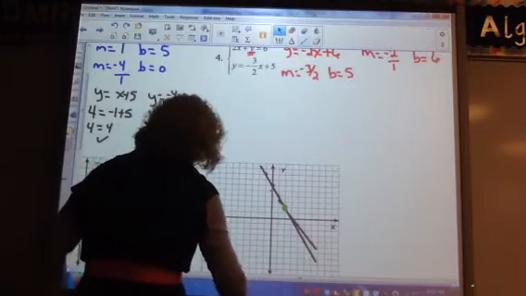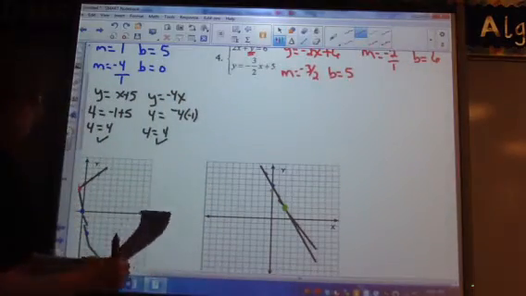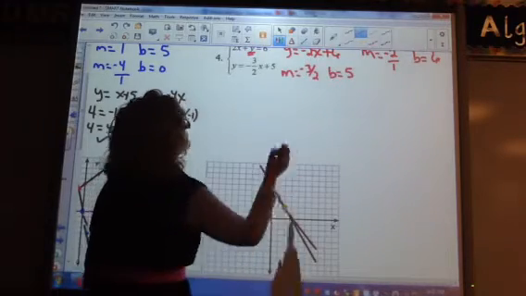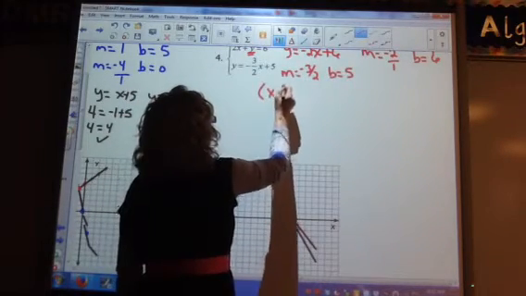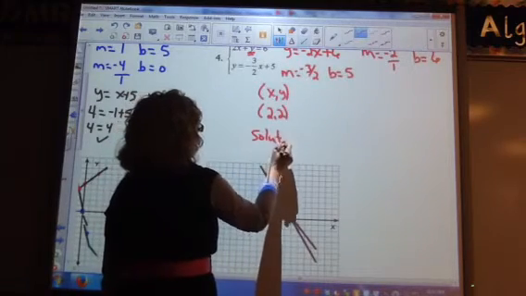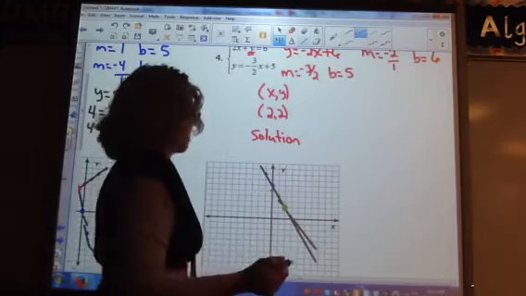Right there is where they intersect. And we need to identify this ordered pair. So I went right 2, up 2. So I'm saying it's (2, 2), and that is my solution. Well, I want to make sure, so I'm going to check.